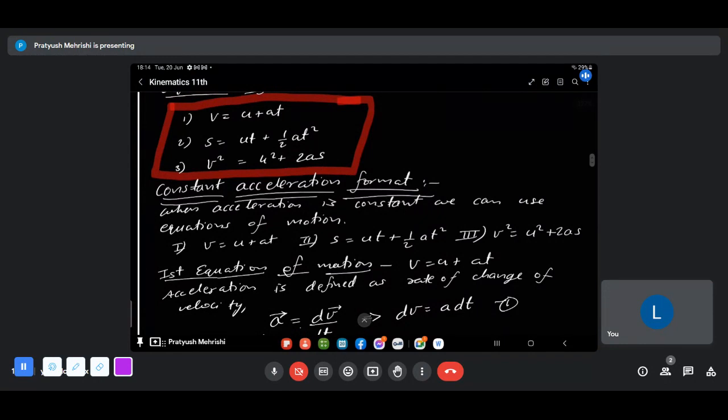So, there are three equations of motion. In some books, you will find four equations of motion instead of three. Why is it so? We'll see that later. Equations of motion can only be used when acceleration is constant. When the acceleration is not constant, we cannot use the equations of motion. Then we have to use differential equations, which we'll see later. The three equations of motion are v equals u plus at, s equals ut plus half at square, and v square equals u square plus 2as.